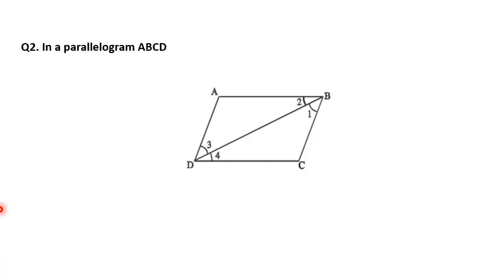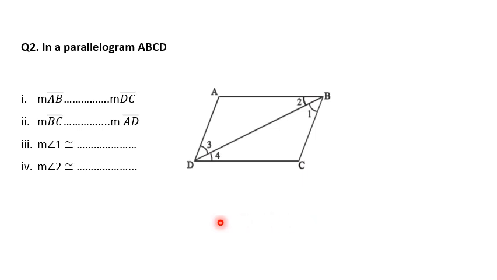Here is question number 2. In a parallelogram ABCD. Here is the parallelogram ABCD. Now students, number 1, measure AB dash measure DC. Measure AB is dash measure DC. In a parallelogram, opposite sides are always congruent. So measure AB is congruent to measure DC.